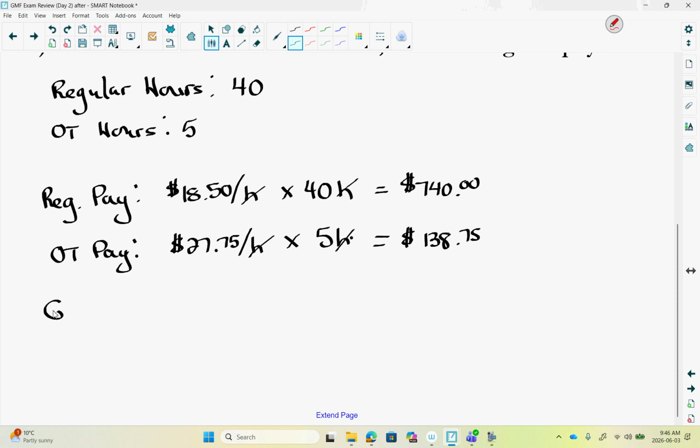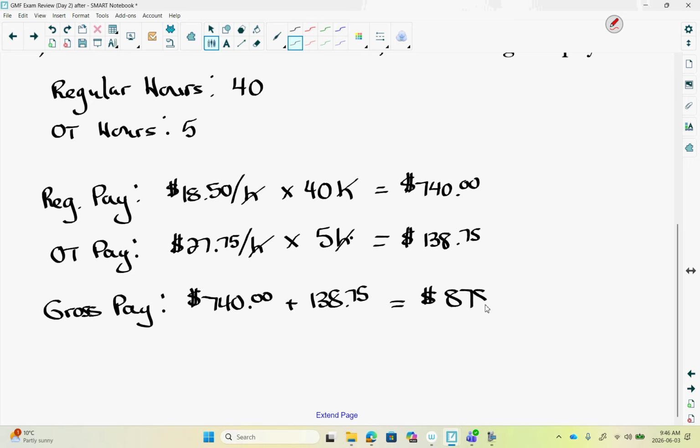And then how do I figure out his gross pay? I'm going to add those two together. 740 plus 138.75. That's going to give me 878.75. $878.75 is his gross pay. So that would be what he earned before any deductions.